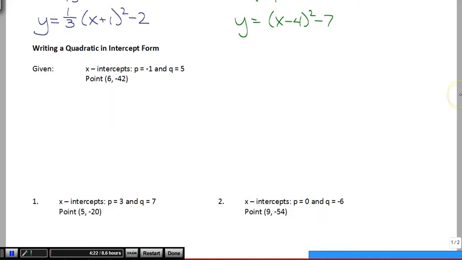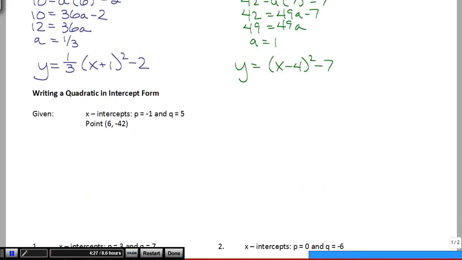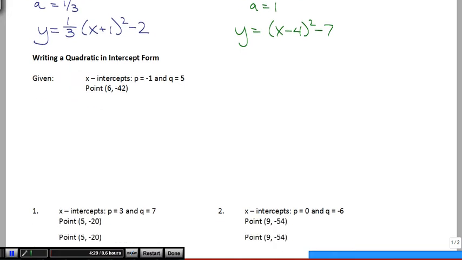So what we are going to do is now move into intercept form. Again, the important thing about intercept form is to make sure that you know the generic equation that represents intercept form. So that is going to be y is equal to a times x minus p times x minus q, where p and q represent the intercepts of this quadratic function.